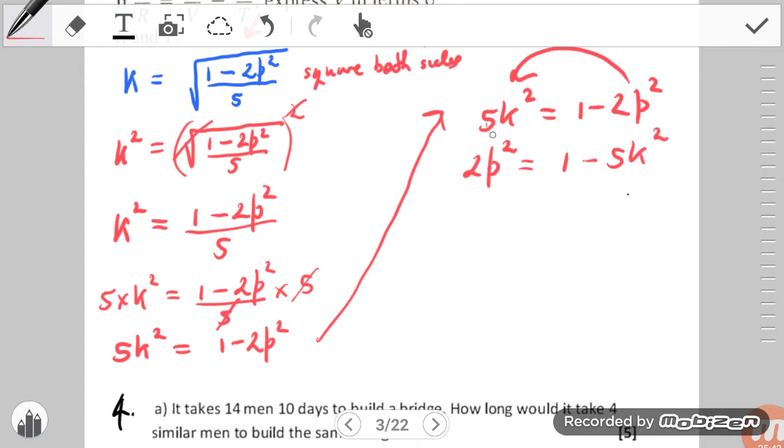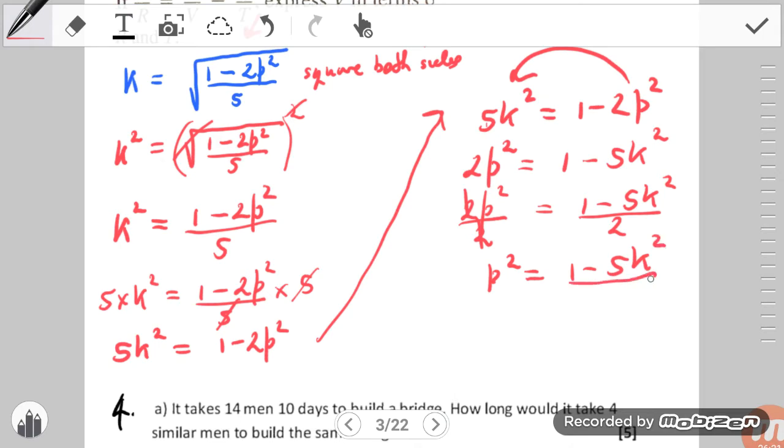Okay, now we have our subject positive, and of course we have it on the left hand side, which is the most preferred side of the equation. We're now going to have to divide both sides by 2. So we're going to have 2p squared divided by 2 is equal to 1 minus 5k squared divided by 2. Okay, so this 2 cancels this 2 here, and we're now left with p squared, which is almost close to our subject, is 1 minus 5k squared over 2.